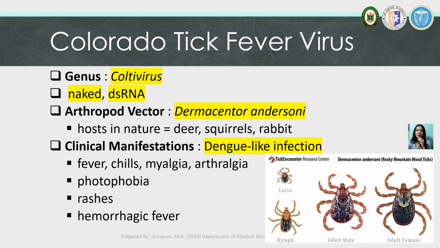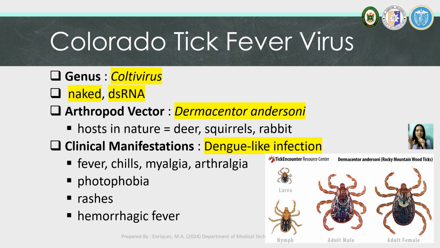So that would include fever, chills, muscle pain and joint pain, or myalgia and arthralgia, and meron din pong photophobia, meaning increased sensitivity to light. So parang nakakairita or mabilis masilaw, no? Nakakairita yung ilaw or mabilis masilaw yung pasyente, no? So that's what we mean when we say photophobia. Okay? So ayun po.